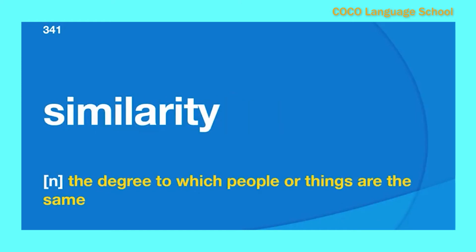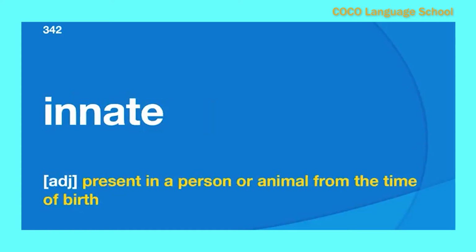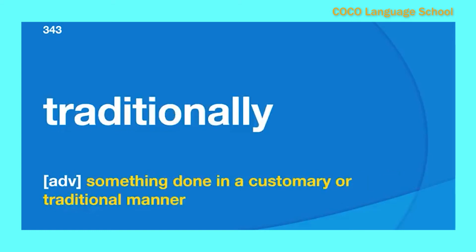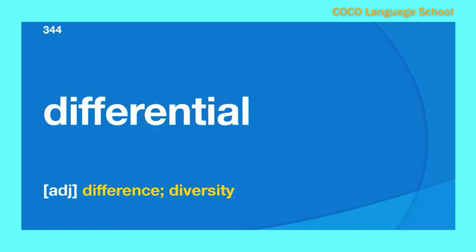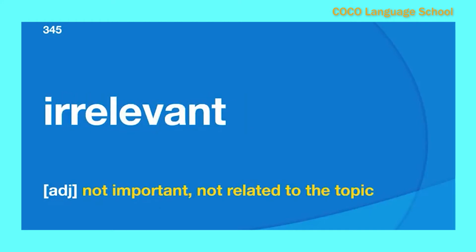The degree to which people or things are the same. Similarity. Present in a person or animal from the time of birth. Innate. Something done in a customary or traditional manner. Traditionally. Difference, diversity. Differential. Not important, not related to the topic. Irrelevant.